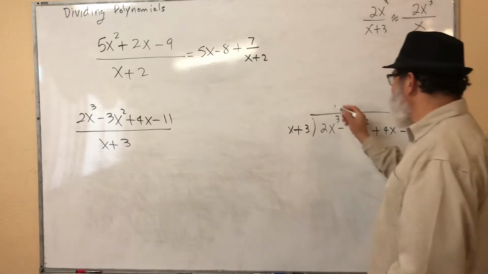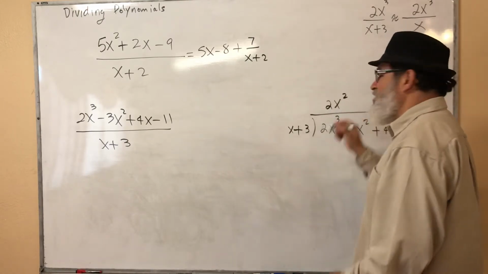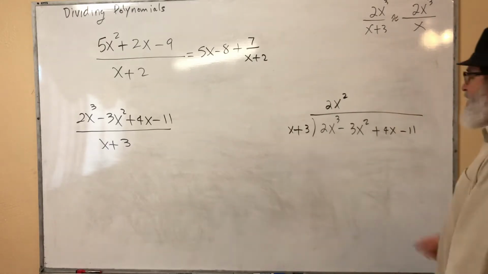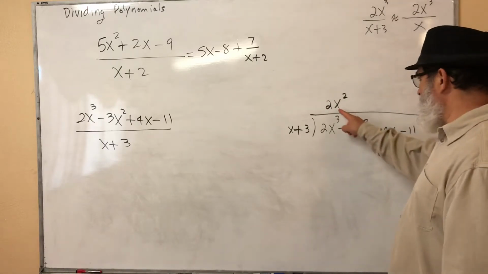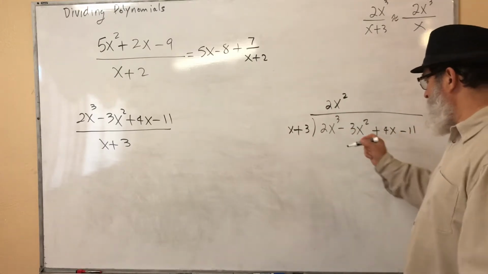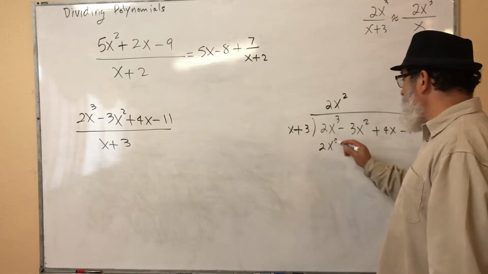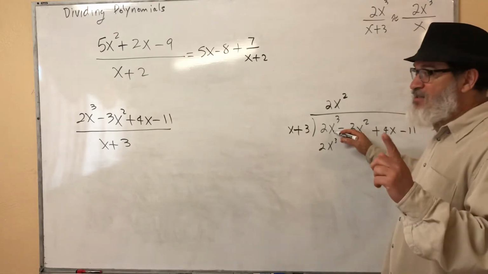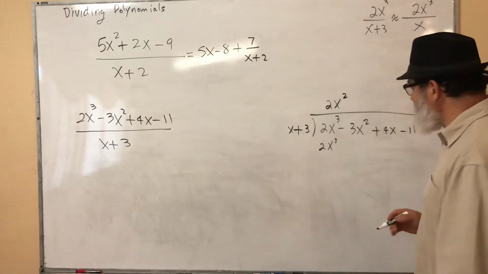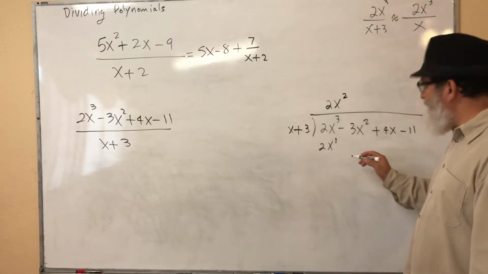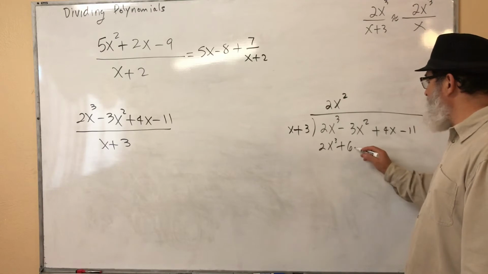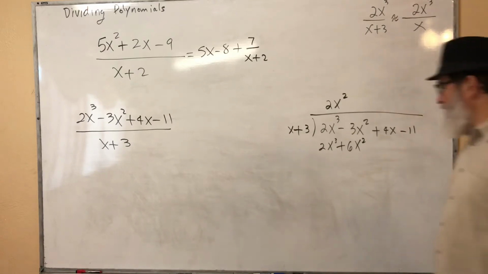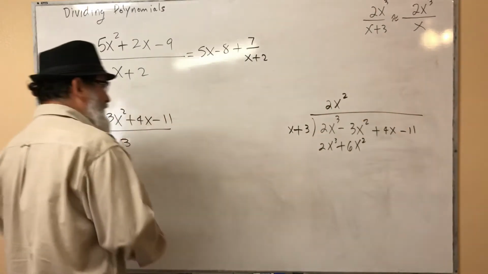So that's our approximation. That's your step number 1. Step number 2 is you multiply 2x squared times x. 2x cubed, we got the same thing as this term, and you want that to happen. If that doesn't happen, you're making a mistake. And now 2x squared times 3 is what? Plus 6x squared. That's your step number 2, multiply.